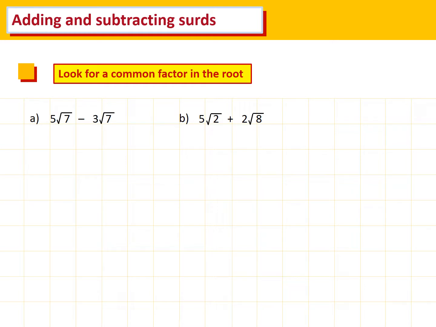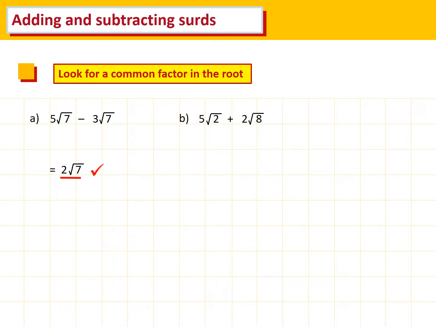So once you think of your root 7 as being the unit, you could even think of it as being 5x take away 3x. Well, the answer to 5x take away 3x is 2x. So the answer to 5 root 7 take away 3 root 7 is 2 root 7. Because root 7, think of that as a unit you're working in.